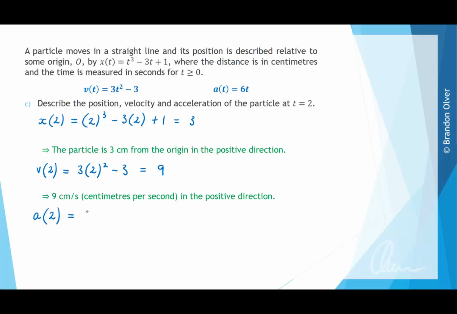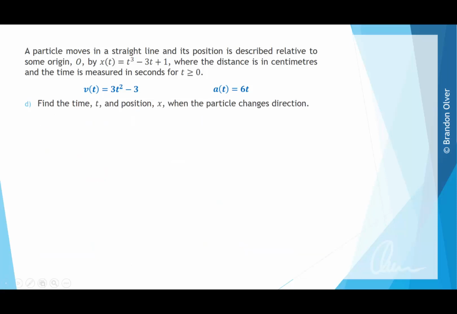Finally, we need to find the acceleration, which is going to be a evaluated at 2, and that is going to equal 6 times 2, and when you evaluate that, you'll find that that is equal to 12. So the interpretation of that is that the particle is accelerating at a rate of 12 centimeters per second squared in the positive direction.